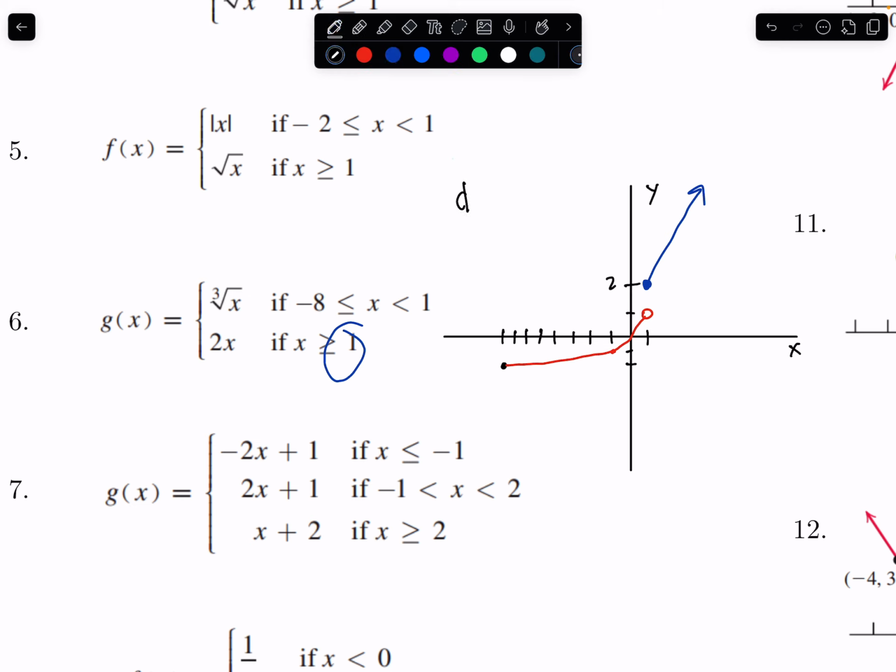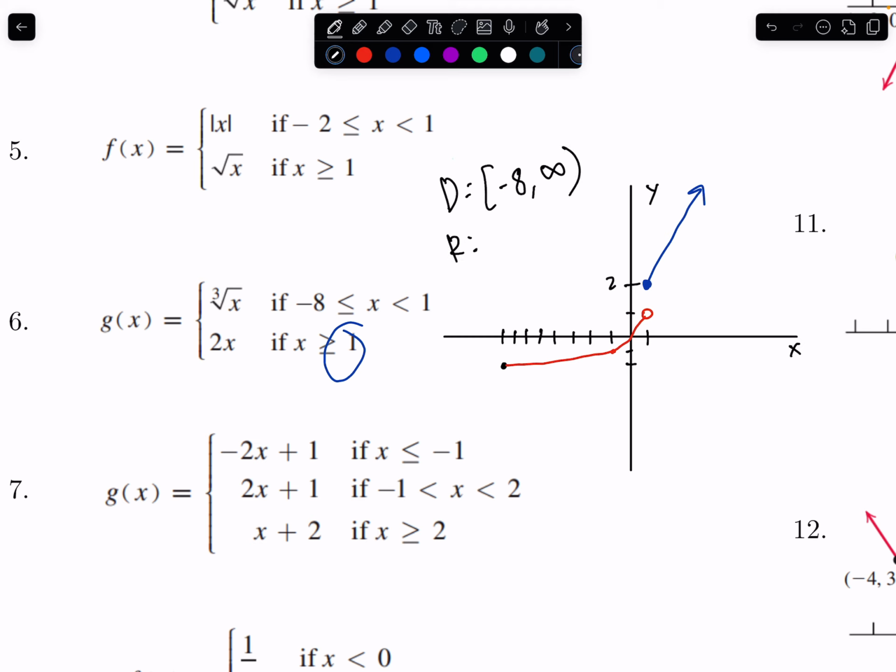Do all the answers now. So the domain, sorry, capital D for domain. Domain is from -8 to 1, and then from 1 onwards. So there's actually no gap because 1 is covered with an x value. So that means from -8, oops, infinity looks like an 8 on its side. So I wrote infinity. -8 to infinity.